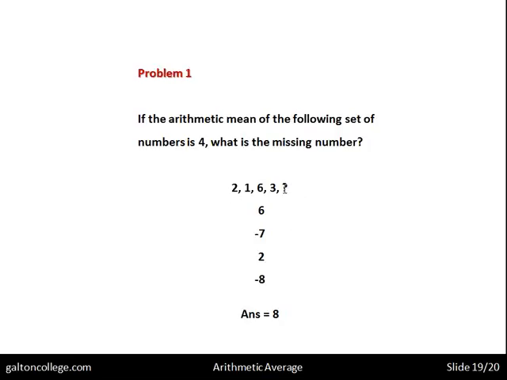So let's explain that again. We know that the average is 4. We're going to have 5 numbers. So 5 times 4 is 20. So the numbers must add up to 20. Currently, the numbers add up to 12. So the number that's missing is 8. So it's none of these. It's 8.